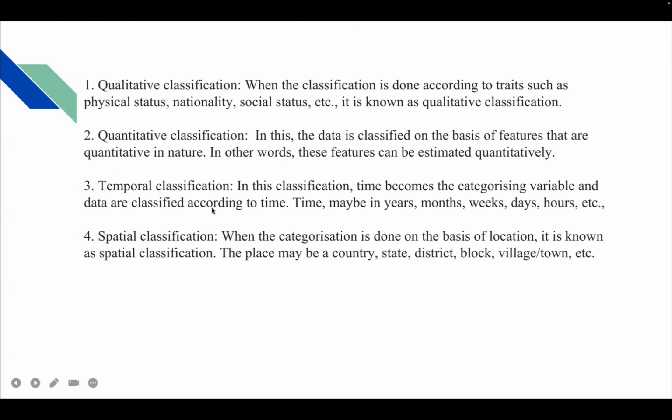Three, temporal classification. In this classification, time becomes the categorizing variable and data are classified according to time. Time may be in years, months, weeks, days, hours, etc. Now, spatial classification. When the categorization is done on the basis of location, it is known as spatial classification. The place may be a country, state, district, block, village, town, etc.